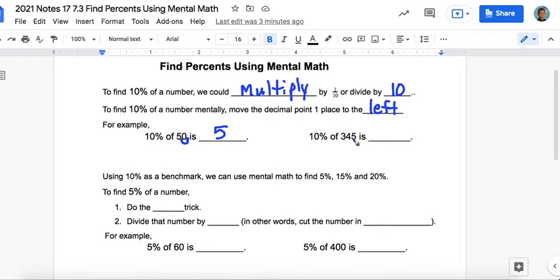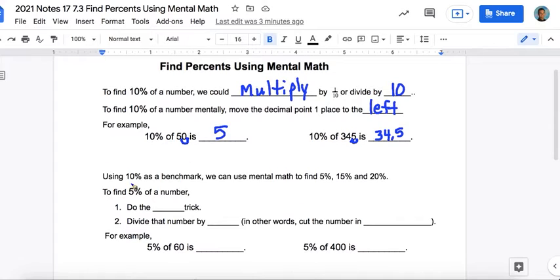Now let's look at 10% of 345. Same idea, there's no decimal. So we would start at the end of the number right here, and we move it one place to the left, and that would be 34.5. And so this trick is often helpful to take a tip when you want to leave a 10% tip or 20% tip or something like that. So these tricks are helpful for that, and also to see if your answer is reasonable when you take a percentage of a number.